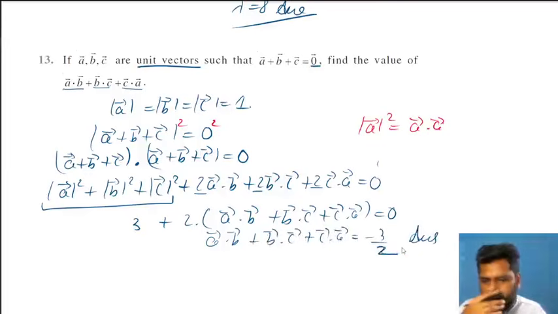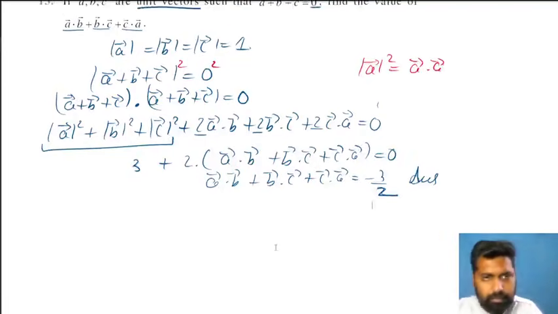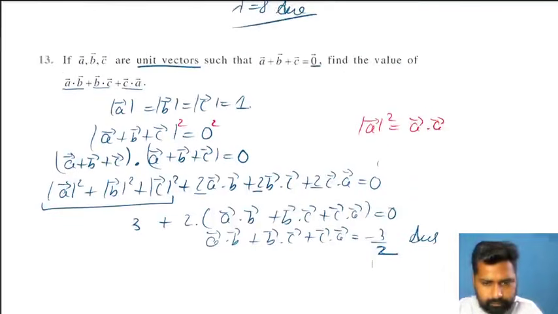So we generated the dot product using this property in reverse. A dot A is mod A square, or they use the reverse way. Mod A square is A dot A. Okay. All right. This is done.